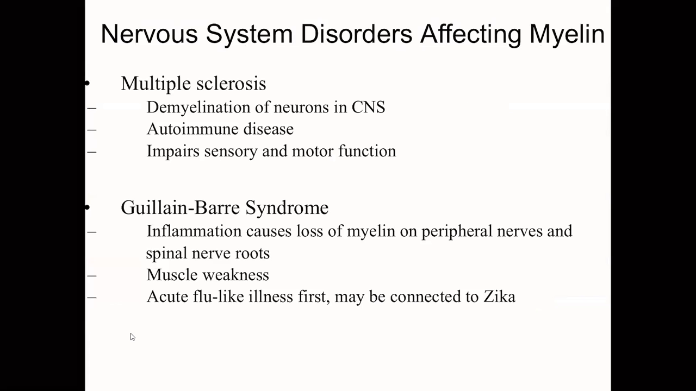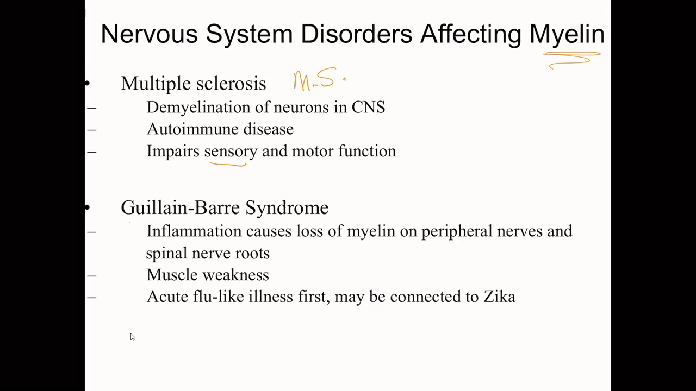Here I got ahead of myself. So two disorders that affect the myelin. One is MS, multiple sclerosis. What happens is there's demyelination. It's an autoimmune disease, so something happens and your body starts to attack the myelin in the central nervous system. There are a whole bunch of different types of MS, but basically it's going to impair the sensory information coming in and the motor information going out.